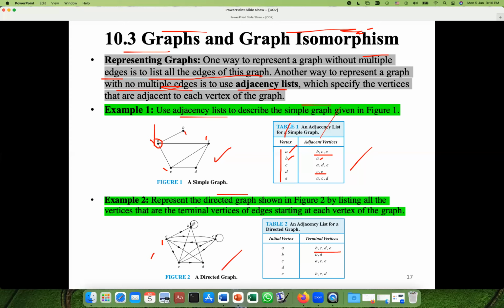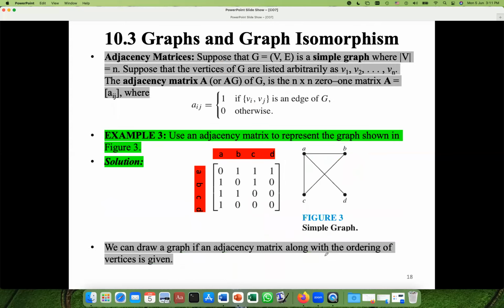For B, let's have a look at B. This edge is going out, so B to B, that edge you have. And then it is coming inward, so D is also there. So B and D. Is there anything else? It is coming inside. So let's have a look. B, only B and E. Okay, it's easy. Moving next.